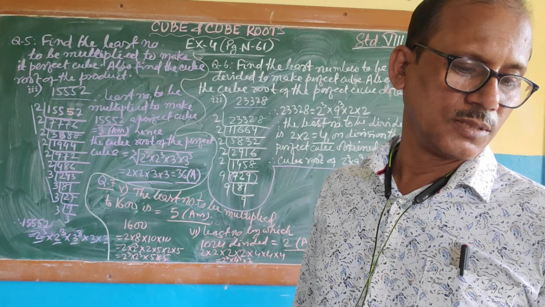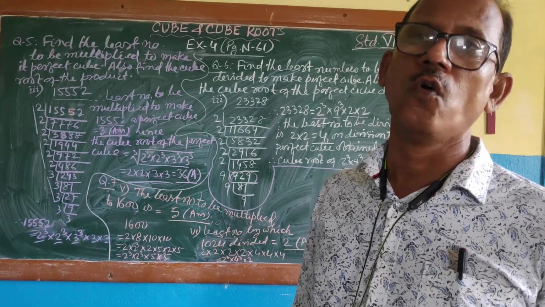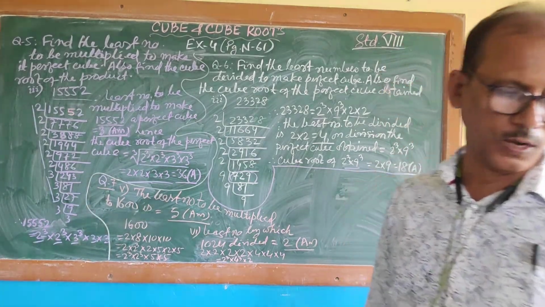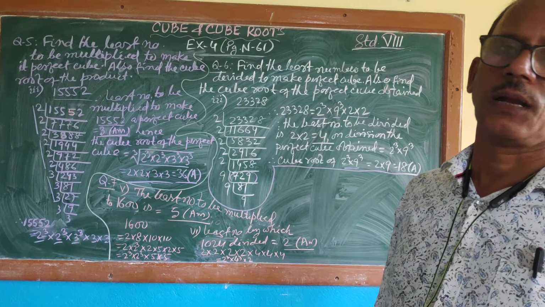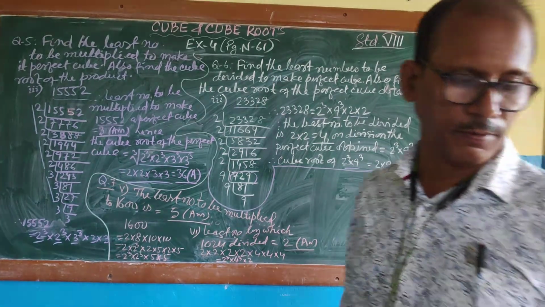Now the unit digit of the cube of 1004. 4 cube value is what? 64. So 4 only. Now the cube of an odd number will always be an odd number. The cube of an even number is always an even number. I discussed this in the previous video.